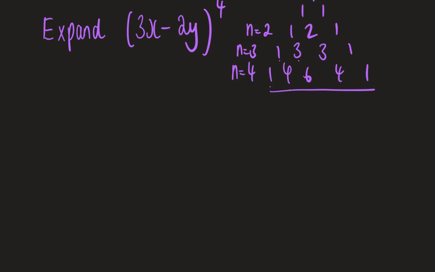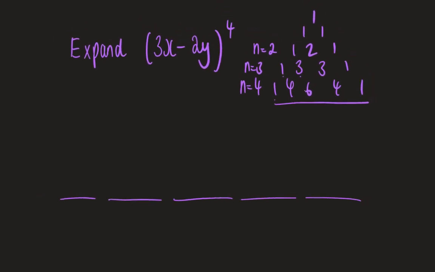Those are my coefficients. I've got to the power of 4, which means I'm going to have 4 plus 1 is 5 terms. So 1, 2, 3, 4, 5. I'm going to add them all together.